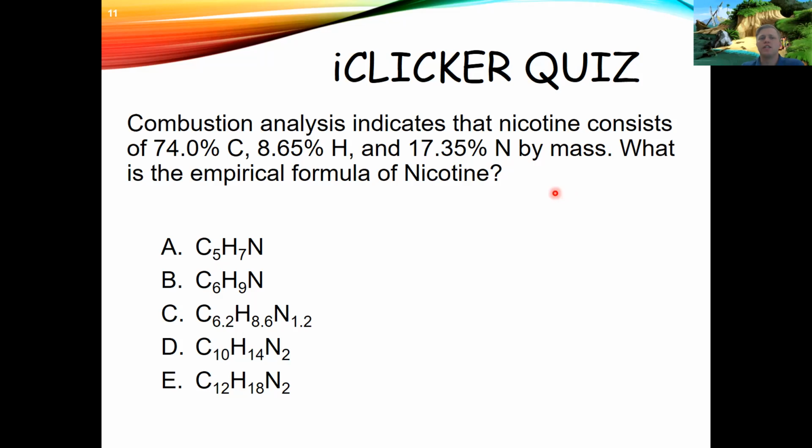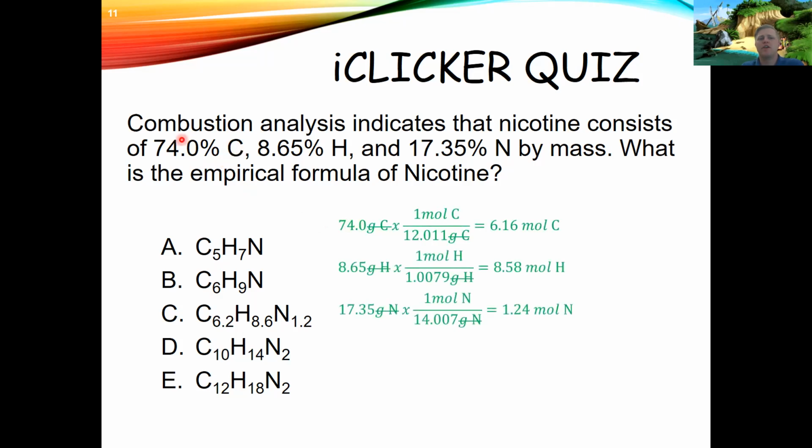All right, so first, let's assume we have 100 grams of nicotine. Figure out how many grams of each of these we have. So we have 74 grams of carbon, 8.65 grams of hydrogen, and 17.35 grams of nitrogen. Convert all these into moles, right? We divide grams of carbon by 12, grams of hydrogen by 1, grams of nitrogen by 14. We find that we've got 6.16 moles of carbon, 8.58 moles of hydrogen, and 1.24 moles of nitrogen.